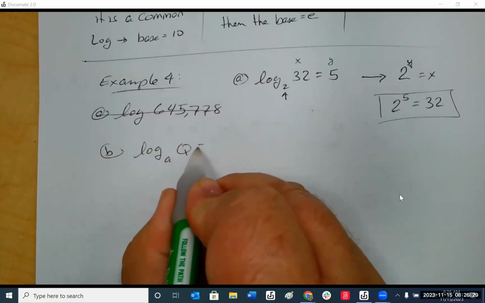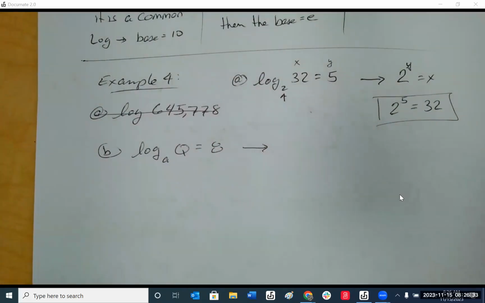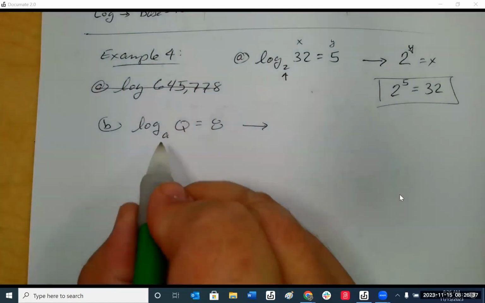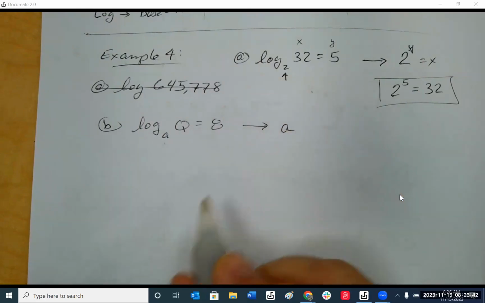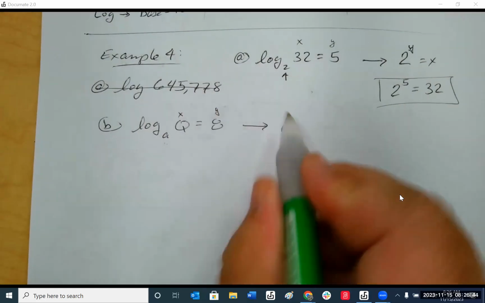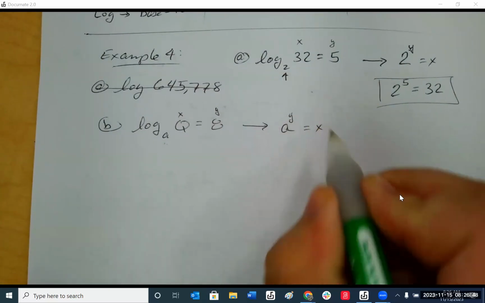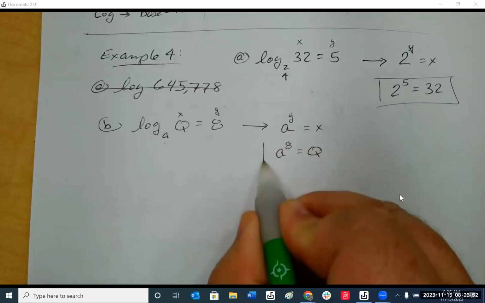Log base a of q equals 8. Convert that to exponential. The base is a. This is x and this is y. So when I do the inverse of it, this becomes the y and this becomes the x. So we have a to the power 8 equals q.